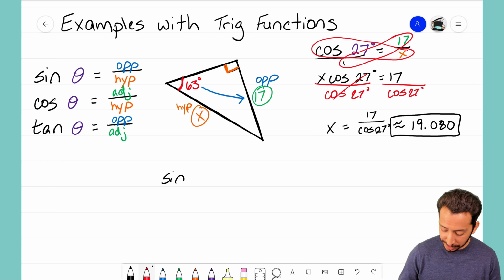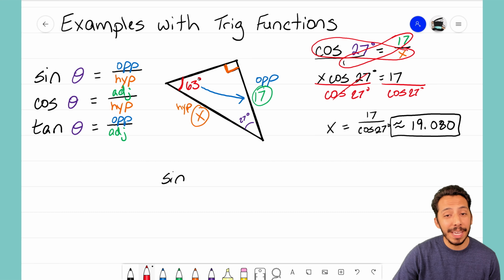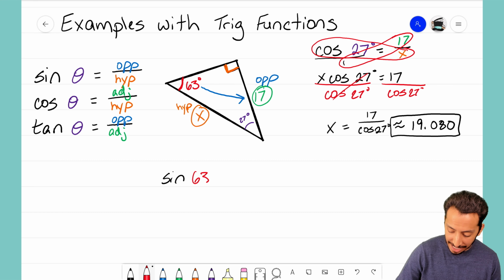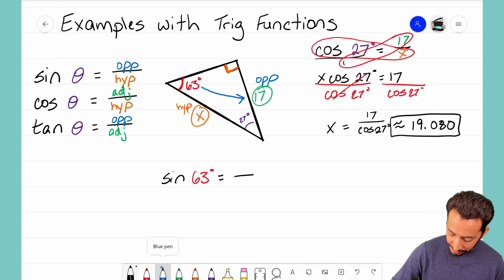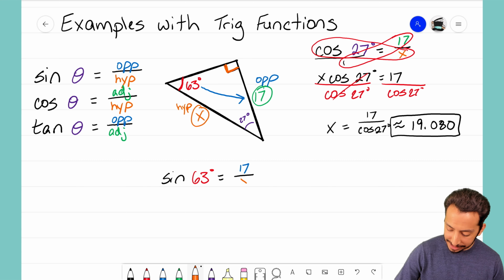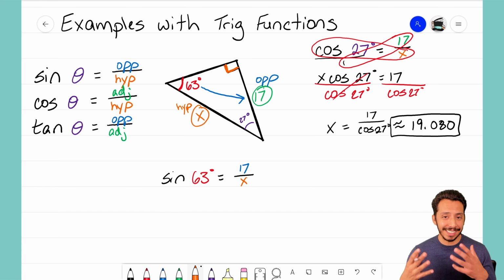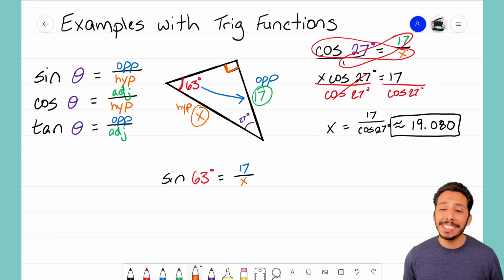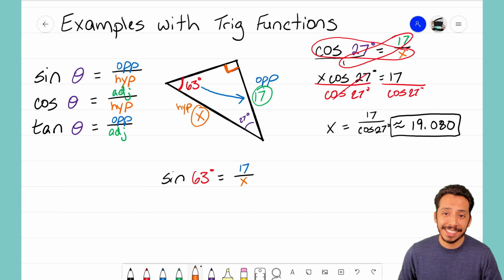So sine of my reference angle. Again, we're not using the 27 degrees here anymore. We're now using this 63 degree angle in my top left corner. So I'm going to write sine of 63 degrees equals, for sine, we do opposite over hypotenuse. So opposite over hypotenuse means that we will have 17 over x. And you see here that again, we have a trig function set up. We got our sine ratio ready to go. We just need to put that left side over 1, cross multiply, and we can see what x equals.